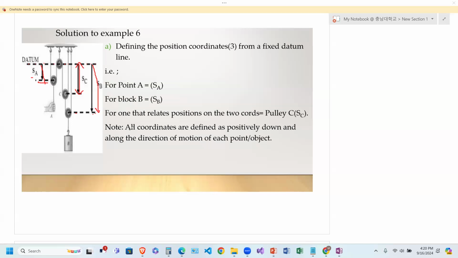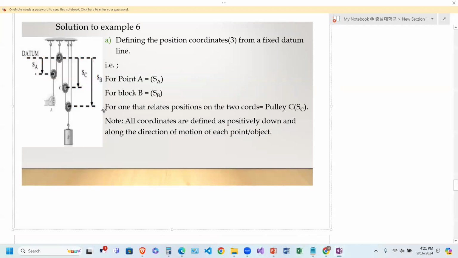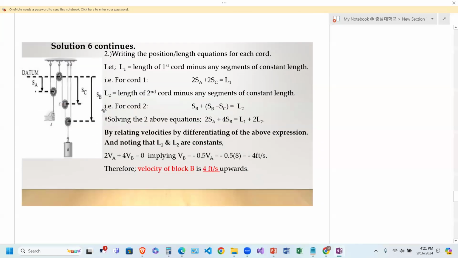That is an intermediate. Note that all coordinates are defined as positive downwards and along the direction of motion of each point and object, right? So that's what we are going to do. And then we are going to start having equations that are going to relate the positions, and then we're going to differentiate with respect to time. These things are very easy, and I think it's one of the easiest.